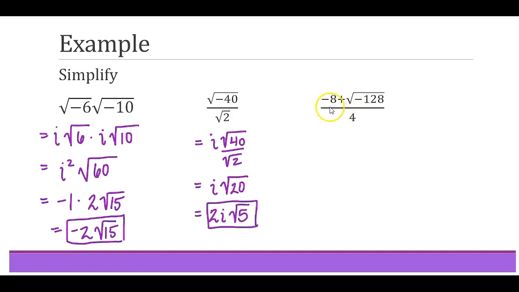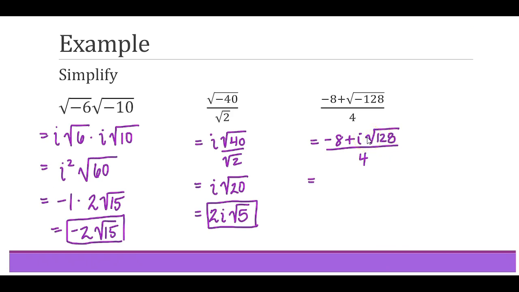In our last example here, we have negative 8 plus the square root of negative 128 all over 4. So again, the first thing is I'm going to take out the imaginary unit as my i. So this equals negative 8 plus i times the square root of 128 all over 4. And from here we'll simplify. So 128 is 64 times 2. And 64 is 8 squared. So what's going to come out of here is an 8.